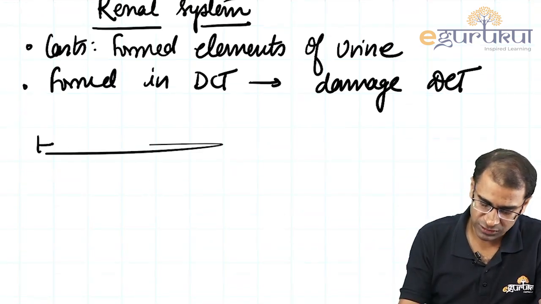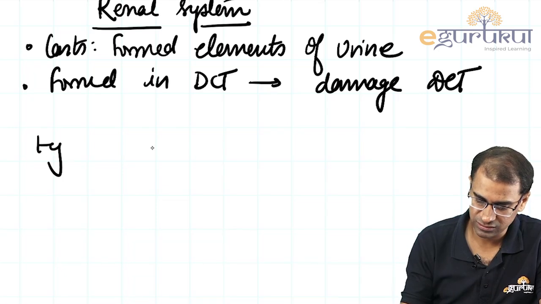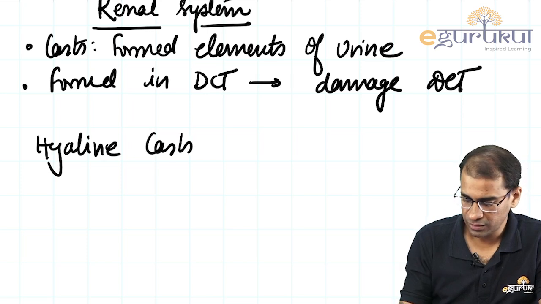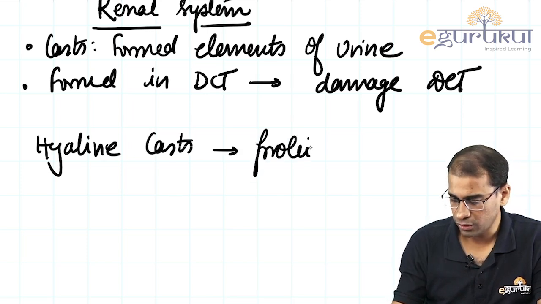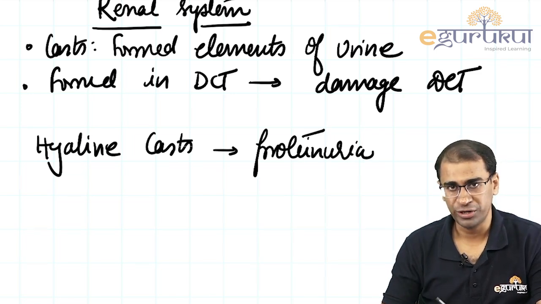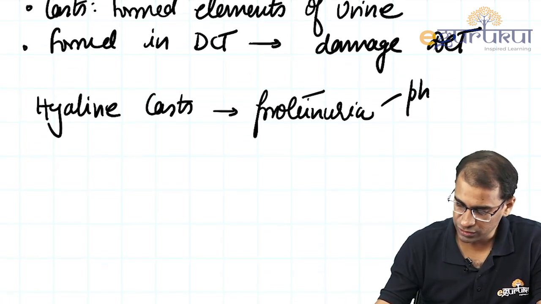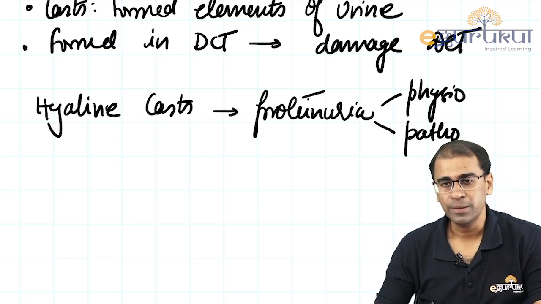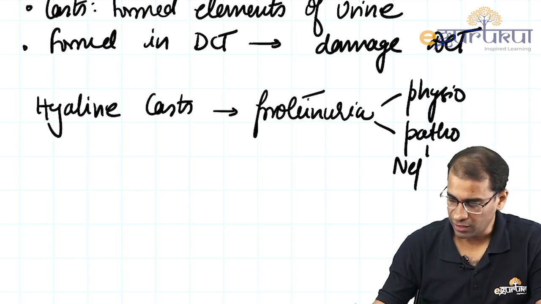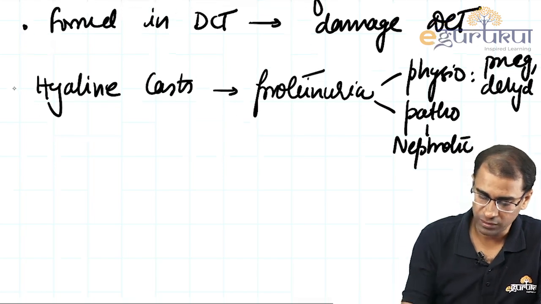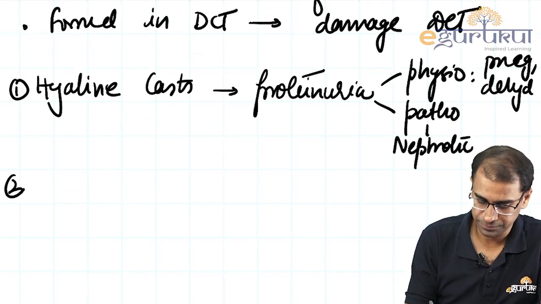A few casts that you must know, first of all, I'll just write the names of these casts. They are hyaline casts. They're seen in any condition of proteinuria. It can be physiological or it can be pathological, like nephrotic syndrome, and physiological like pregnancy or fever or dehydration, all of them will lead to hyaline casts.